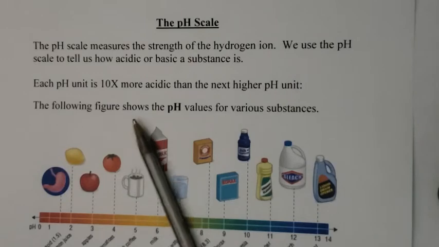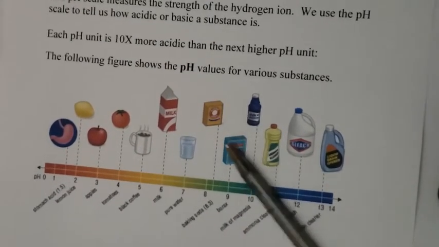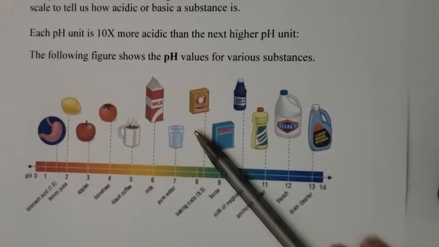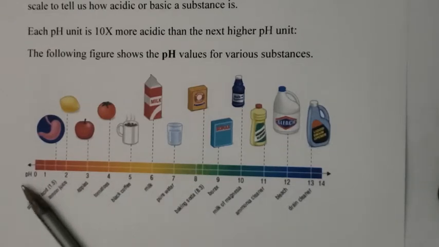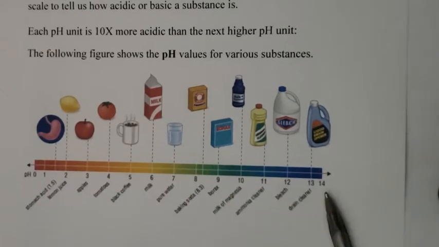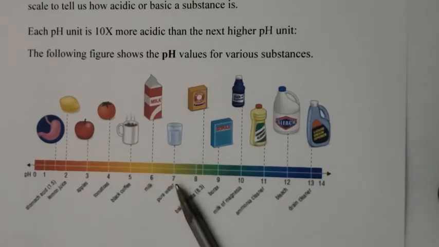The following figure shows the pH values for various substances. So if we look at this picture, it's kind of interesting. So 0, very low numbers, are acidic. Higher numbers, and the pH scale only goes up to 14, tend to be basic, which means something in the middle is neutral. So pure water is 7, it's neutral. And this is where we want to be.